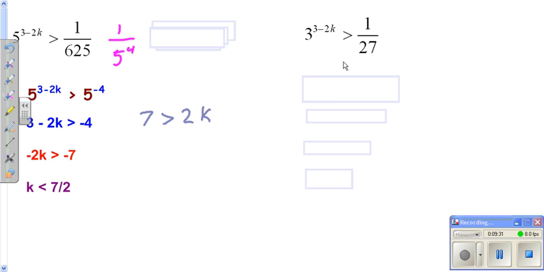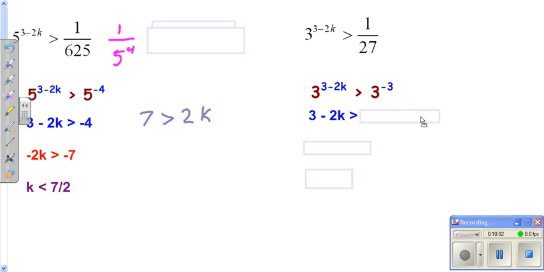Looking over here, we're going to try to accomplish the same thing, try to get the same base. 3 to the power on the left. And then over here, we're going to try to write it as 3 to the power. You should remember that 27 is 3 cubed. But since it's in the denominator, you have to bring it up, and then that exponent becomes negative. When you have 3 to the power on the left, 3 to the power on the right, you can just drop the 3's and work with the exponents. The blue exponent on the left is greater than the blue exponent on the right. Now we can solve this by subtracting a 3 from each side, dividing both sides by a negative 2, which switches your inequality sign.